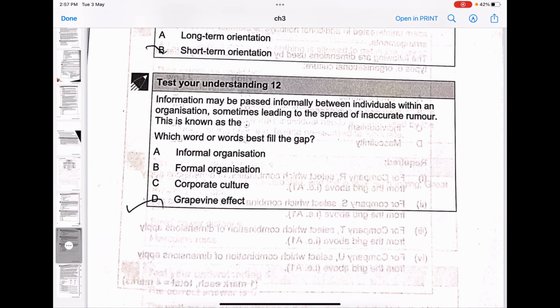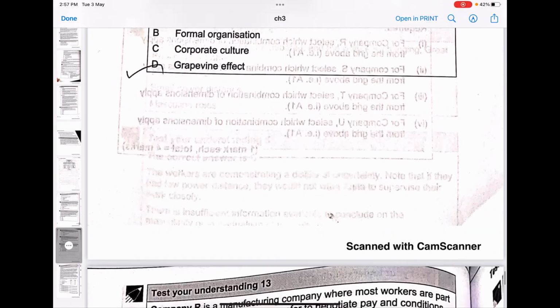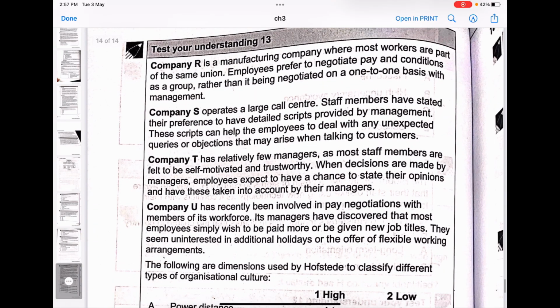Information may be passed informally between individuals. What is this? The grapevine effect.